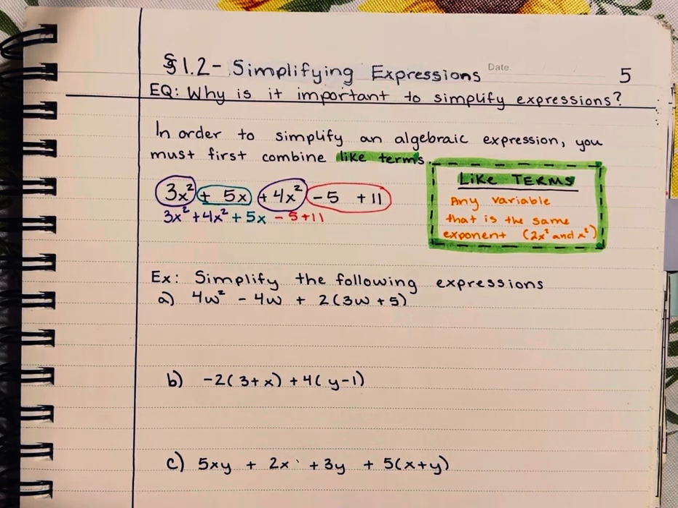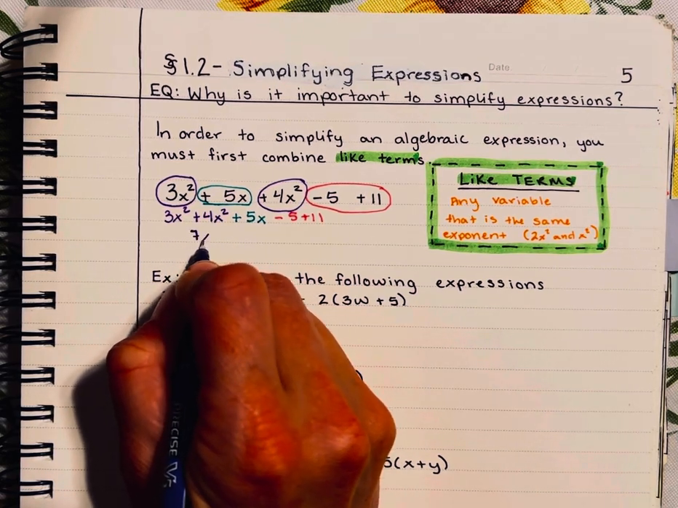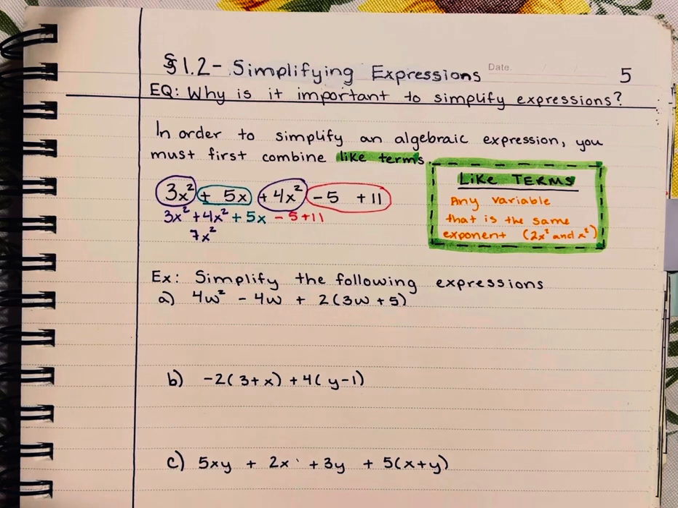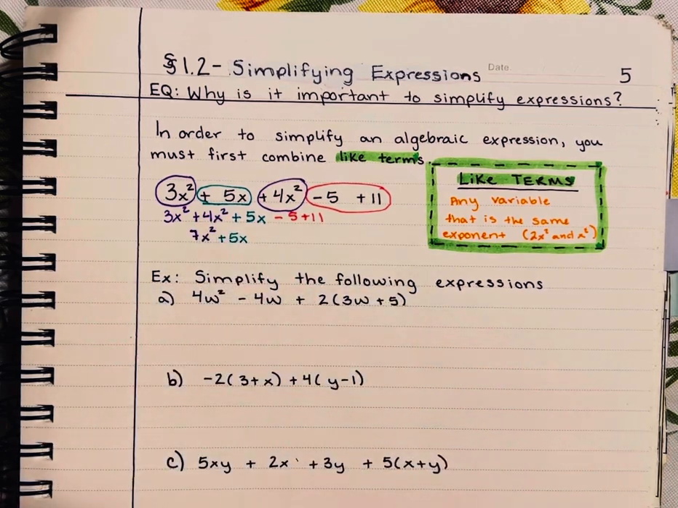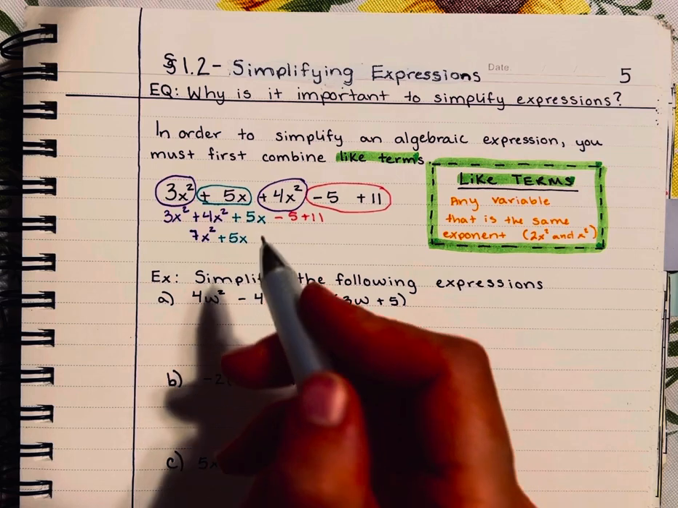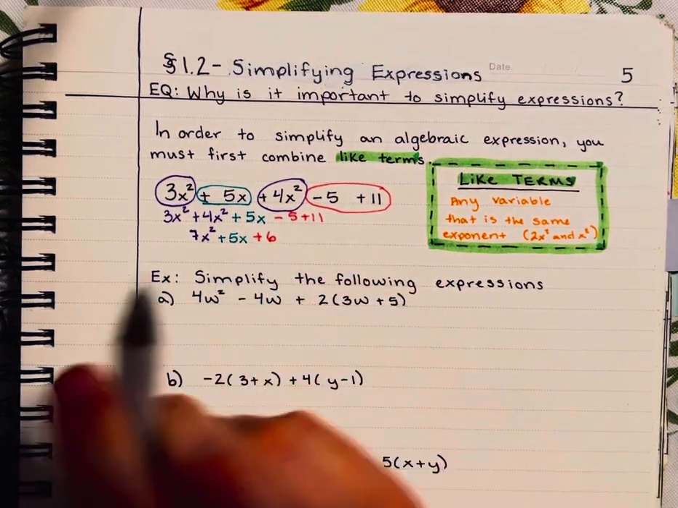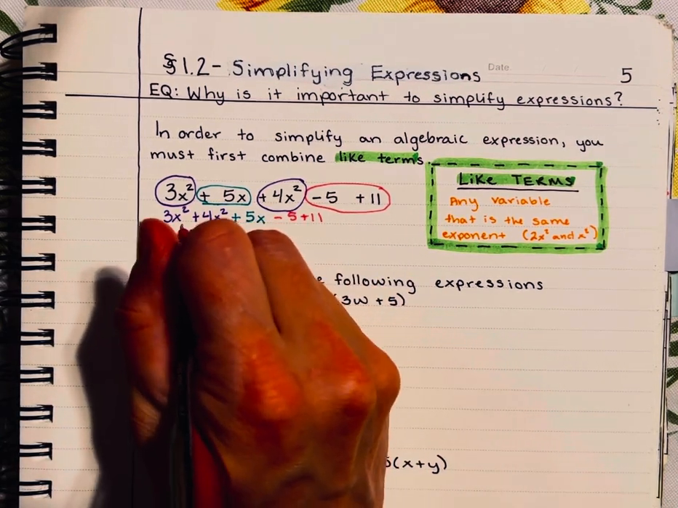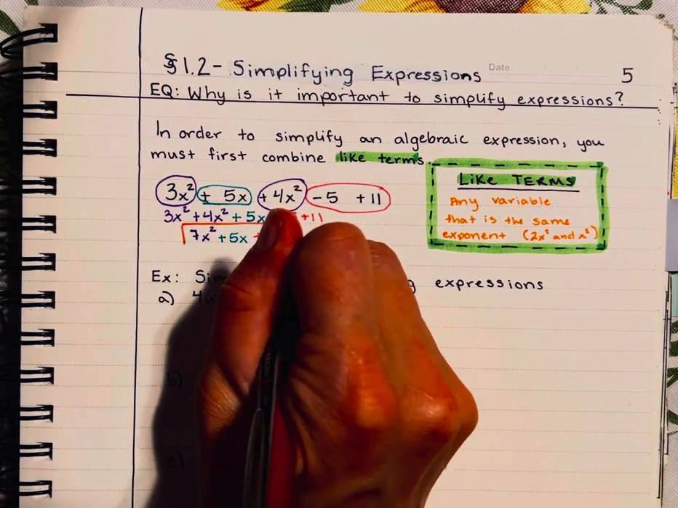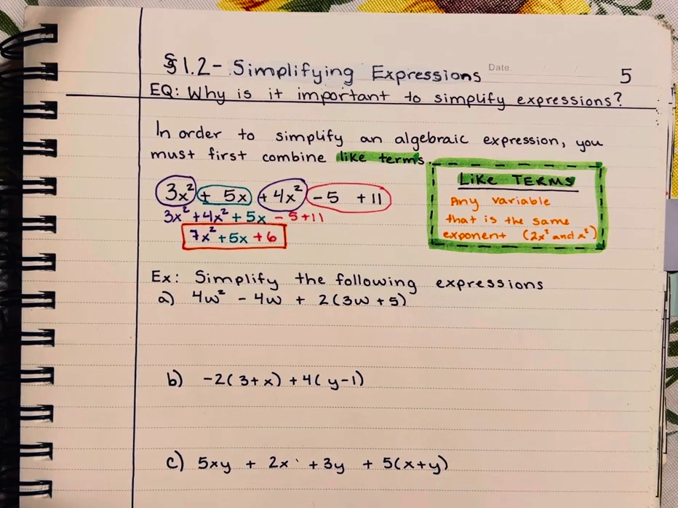So here, adding the 3x squared and the 4x squared, that's going to give me 7x squared. And then the 5x drops down because I'm not adding anything to it. And then -5 plus 11, if I add those two together, it becomes +6. So we keep the plus sign. So my answer is 7x squared plus 5x plus 6. That is what this expression is going to simplify to when I combine the like terms.